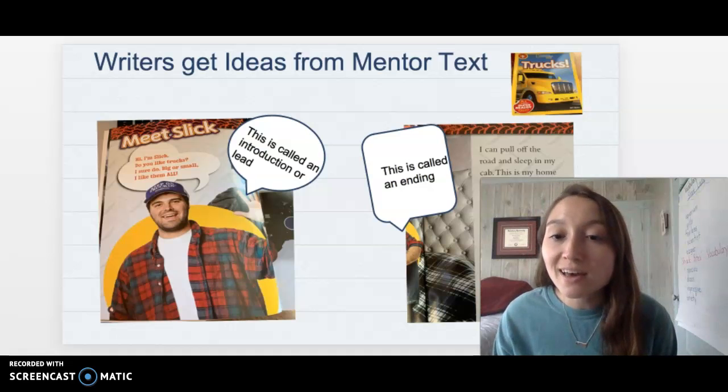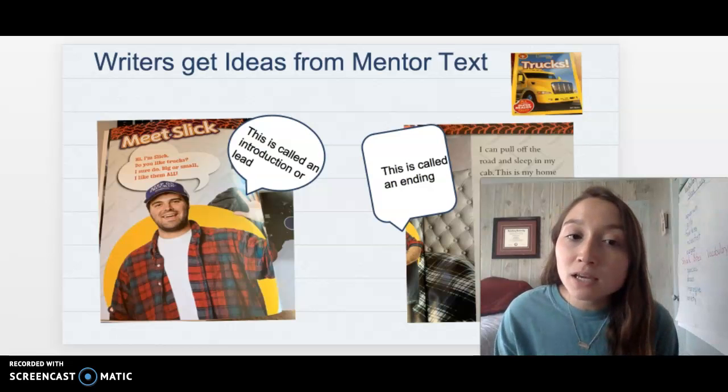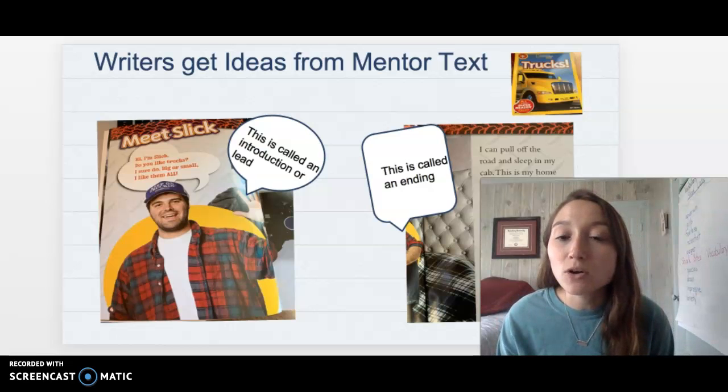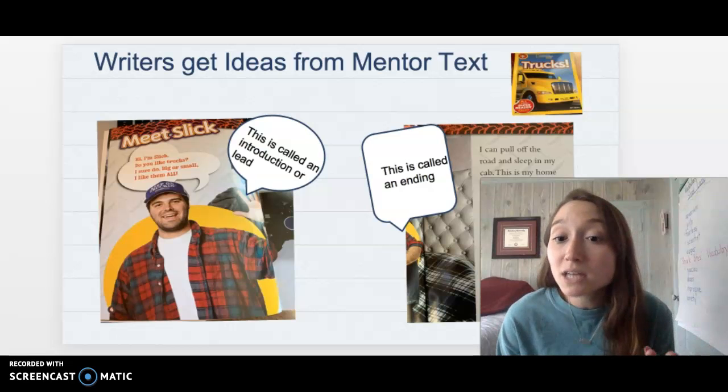And this week I want to show you that all about books that we read often start with something called a lead or introduction. This is how the writer tries to capture the reader's attention. It's where they tell the reader what their book is going to be all about. They give them the topic.